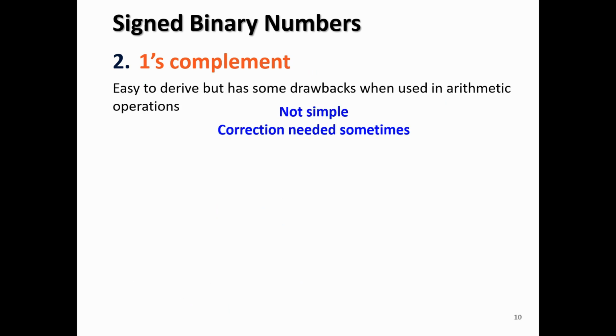Now 1's complement representation is easy to derive, but it has some disadvantages, especially when using arithmetic operations. It's not really simple to get to the correct answer, and sometimes corrections are needed. So for a more detailed explanation, you can see my other video.